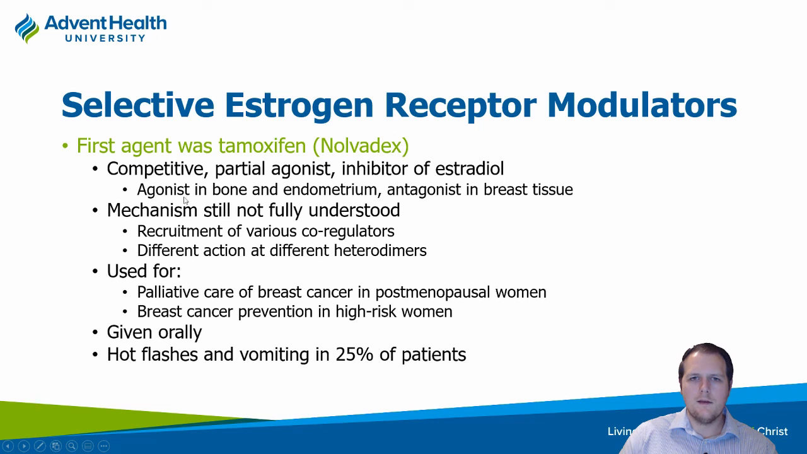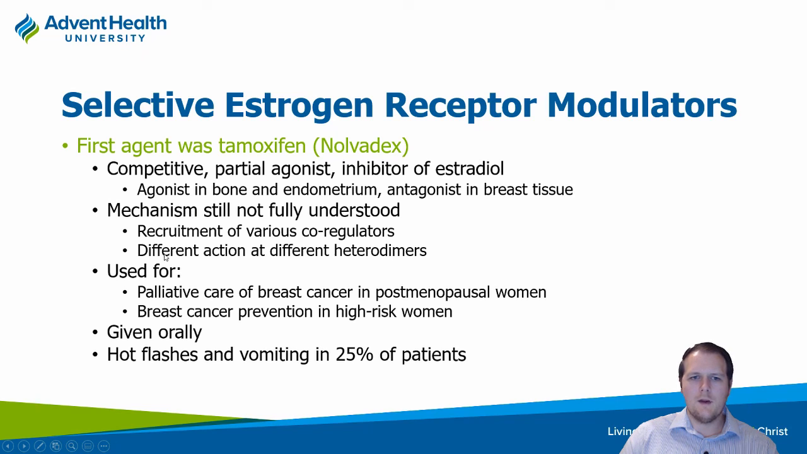it worked as an agonist in the bone and the endometrium, but it was an antagonist in the breast tissue. So it was originally used for patients who were high risk for breast cancer based on family history and things like that. And again, we just know that it worked as an agonist in some tissues, antagonist in others.